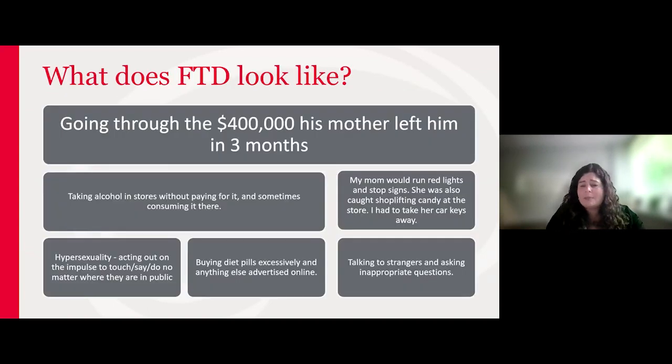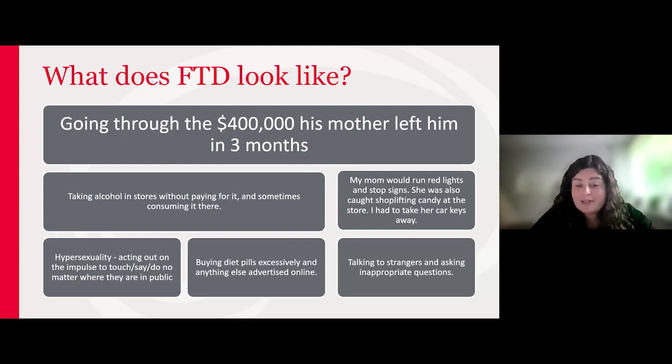I had a family tell me that when I talk about this, I need to really show how significant some of these behaviors can be, because it's not just executive dysfunction. These were some examples that families had given me about what it looks like to have FTD. One person went through a $400,000 inheritance in 3 months. They spent it all. They gave it all away. It was all gone. Another person was running red lights and not stopping at stop signs. That disinhibition was there. She just wasn't even thinking about it. She was going right through. Even though she could drive appropriately, it wasn't safe anymore.